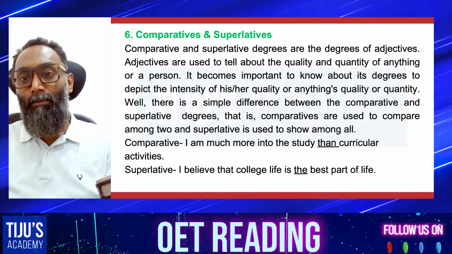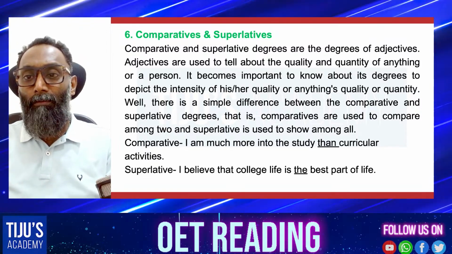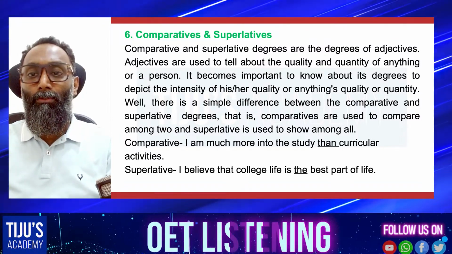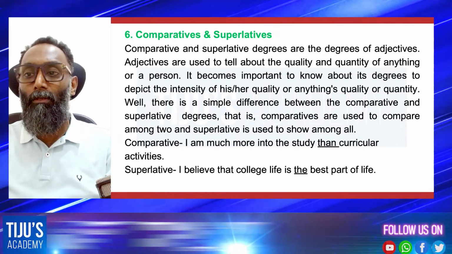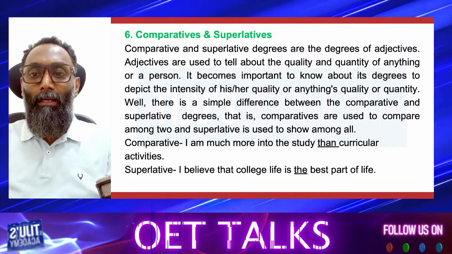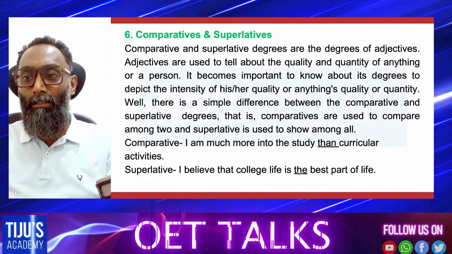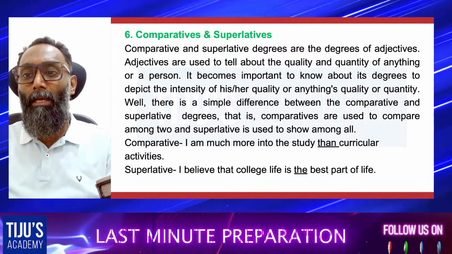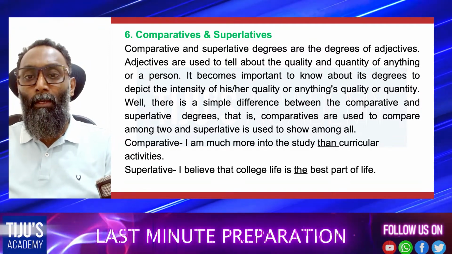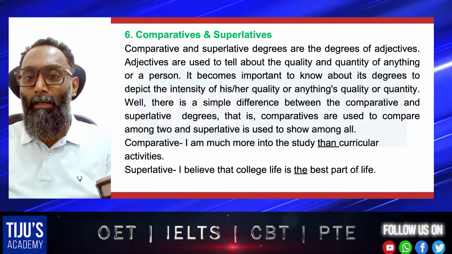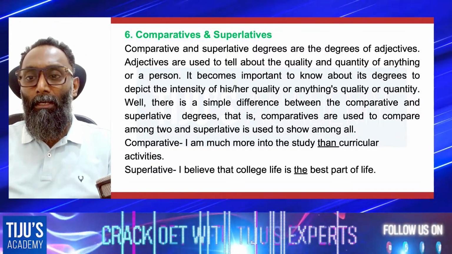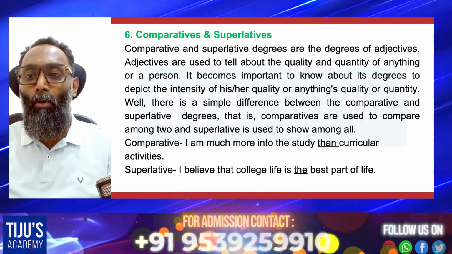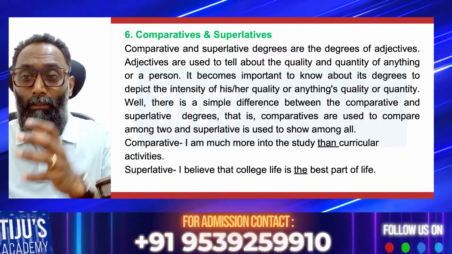Comparatives and superlatives. What are these? Comparative and superlative degrees are the degrees of adjectives. Adjectives are used to tell about the quality and quantity of anything or a person. It becomes important to know about their degrees to depict the intensity of the quality or quantity. Well, there is a simple difference between the comparative and superlative degrees. Comparatives are used to compare between two, and superlatives are used to show among all, among many.